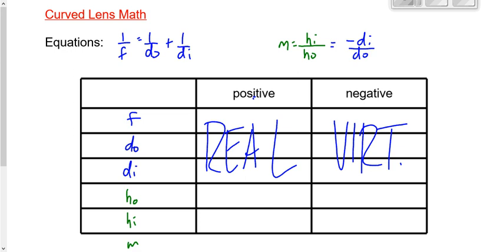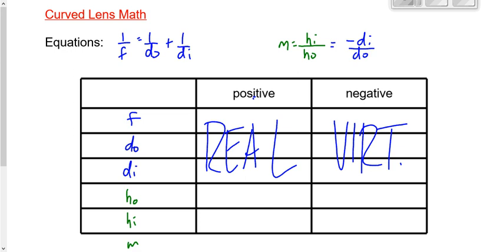When do you get a positive and negative F? When do you get a real and virtual focal point? Well, if it's a converging lens, it's a real focal point, so a positive F. If it's a diverging lens, it's a negative F, negative focal point. When do you get a positive DO? For us in Physics 30, always. You'll never get a negative DO.